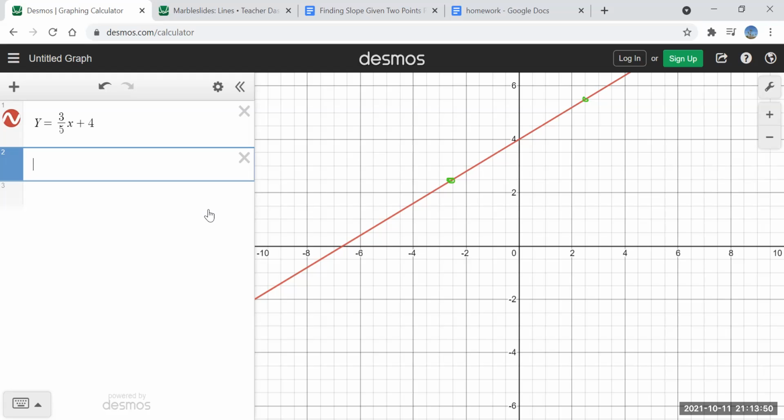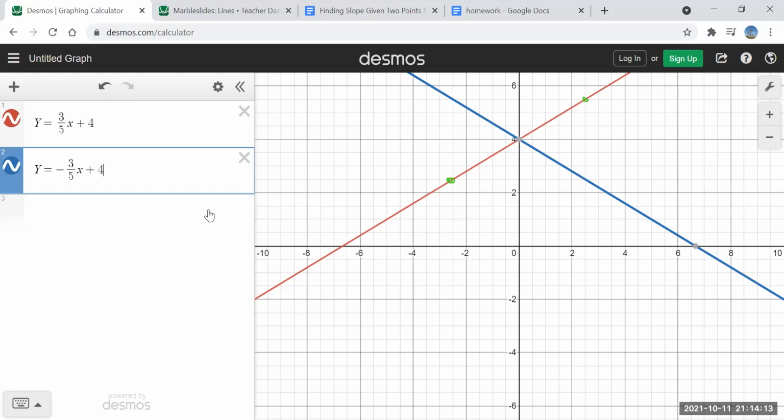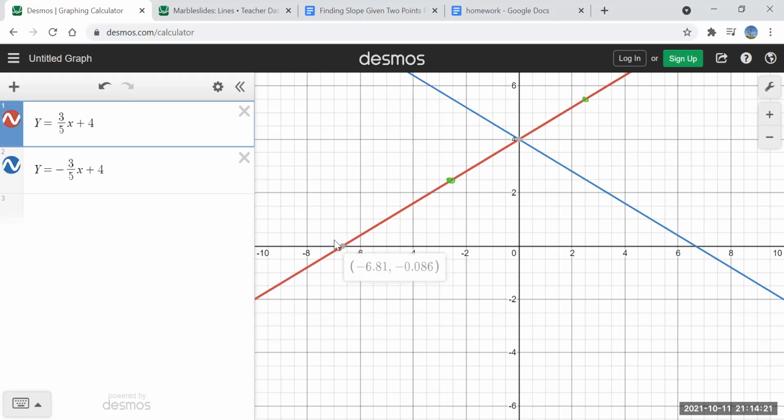do a negative slope. So we have something that looks like this. Y equals negative 3 over 5 x plus 4. We can see that that changed directions, right? So our original is going this way, and our new equation is sloping negatively, so it's going this way.